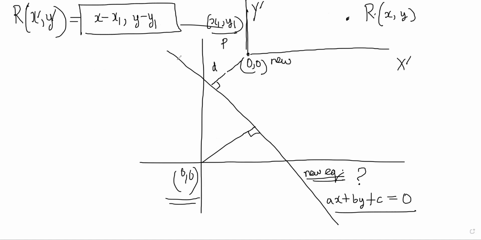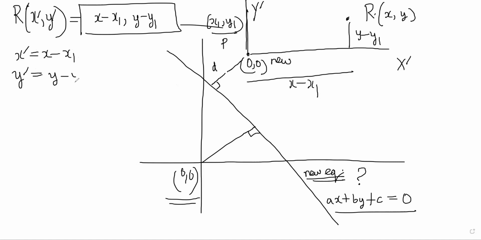You understand why, right? Because now this distance is x minus x1, no? And this distance is y minus y1, right? So any new coordinate x dash can be written as x minus x1, and any new coordinate y dash can be written as y minus y1, right?